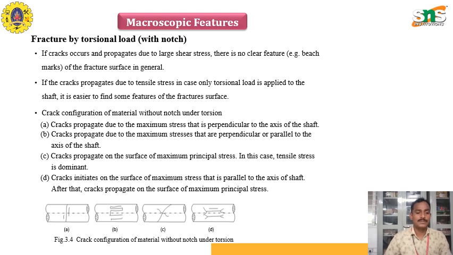Crack configuration of the metal without a notch under tension. The crack propagates due to the maximum stress, that is perpendicular to the axis of the shaft. Cracks propagate due to the maximum stress, perpendicular to or parallel to the axis of the shaft. Cracks propagate on the surface of the maximum principal stress. In this case, tensile stress is dominant. The crack initiates on the surface of maximum stress that is parallel to the axis of the shaft, and then the crack propagates on the surface of the maximum principal stress.